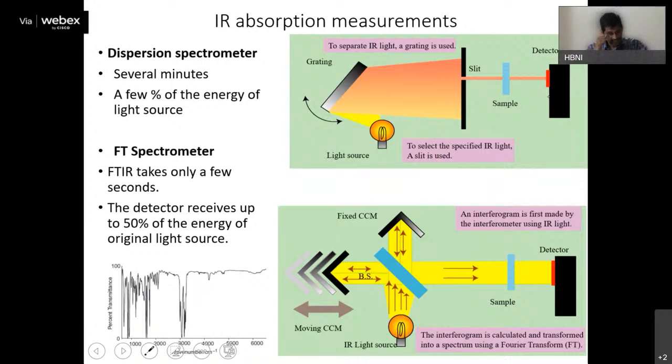But there is another, different kind of measurement that is possible, that is the Fourier transform spectrometer. Here the time taken is very little. The reason is basically that the detector receives a large amount of energy, and the spectrum over the whole energy region is recorded at once.